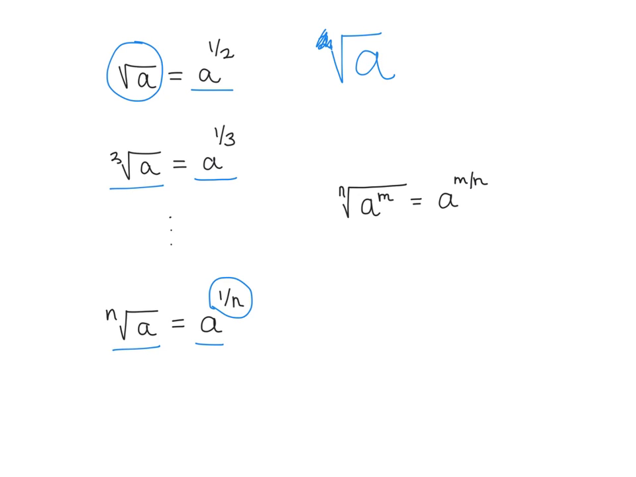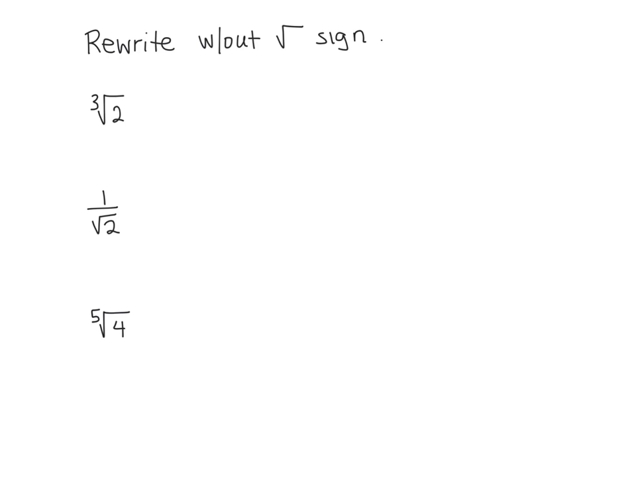So if we have the nth root of a to the m power, that's the same as a to the m raised to the 1/n. This is a power to the power, so you multiply. So a to the m over n. Rewrite the following without a radical sign. So here we have a cube root. So we have 2 raised to the 1/3 power.